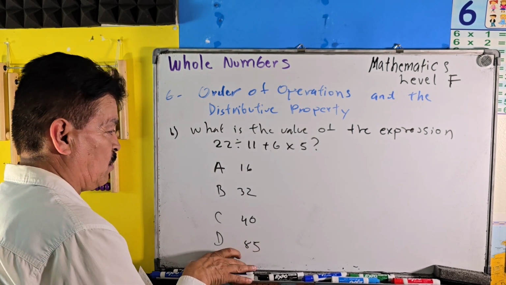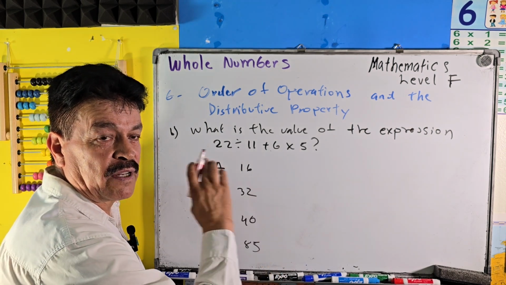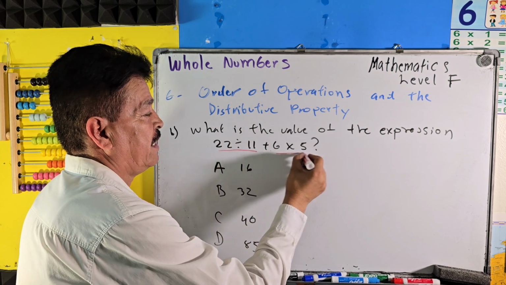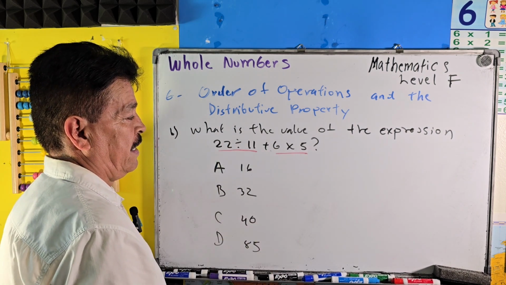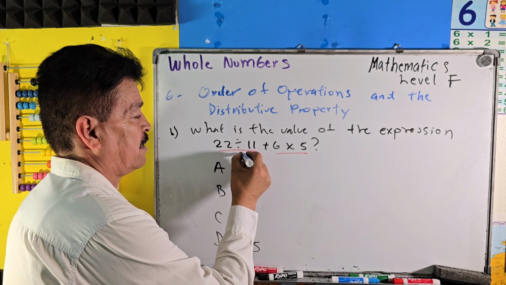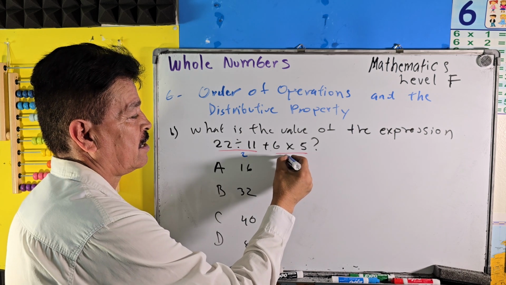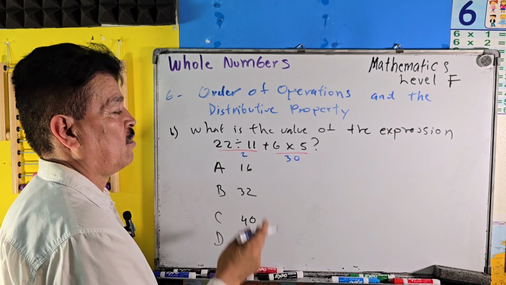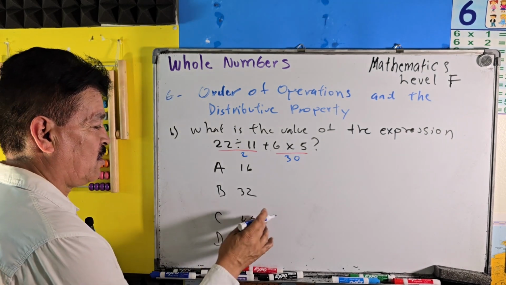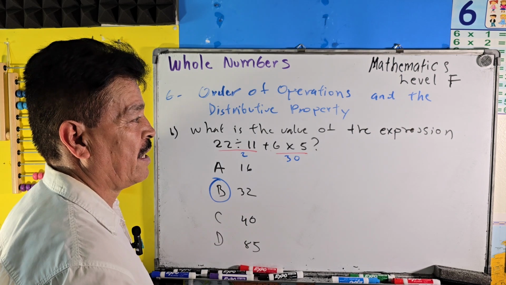But remember, first we have to multiply or divide from left to right. We have to do this first and then this one. So 22 divided by 11 is 2. 6 times 5 is 30. So we add it, it's 32. Which one is the right answer? These two are possible. This is completely far away. This is the right answer, right?